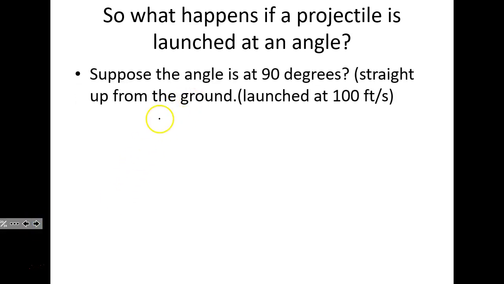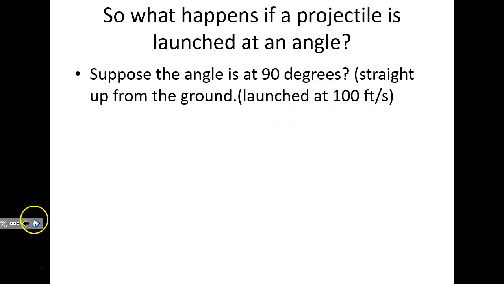Suppose we launch at 90 degrees. That means we fire the projectile straight up. So let's take some sort of projectile launcher, rocket launcher, pistol, whatever, and we fire straight up, 90 degrees, at 100 feet per second. What would it look like?